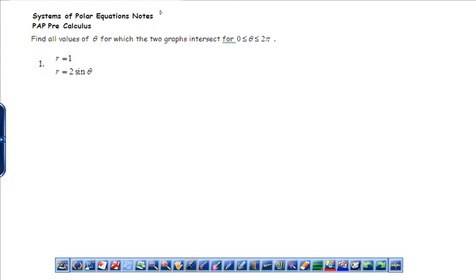Okay, this is a system of polar equations. It says find all values of theta for which the two graphs intersect, for 0 to 2 pi. So you're given r equals 1 and r equals 2 sine theta. To find where these two graphs intersect, I'm just going to set them equal to each other. So 1 equals 2 sine theta.